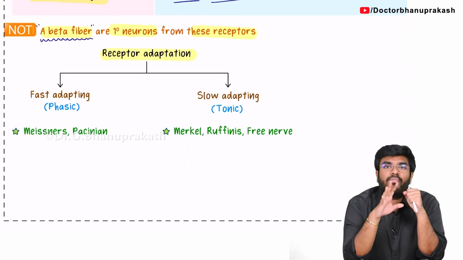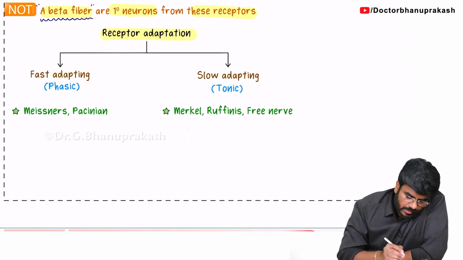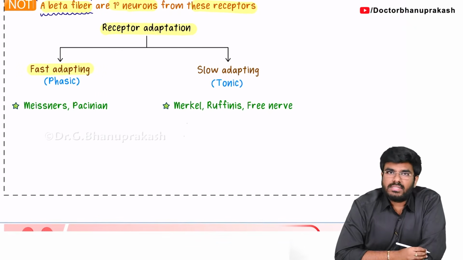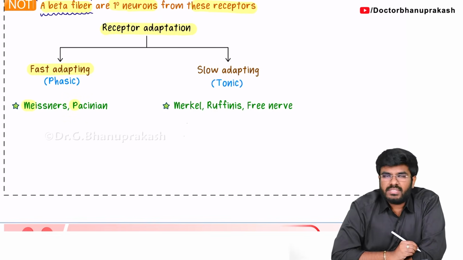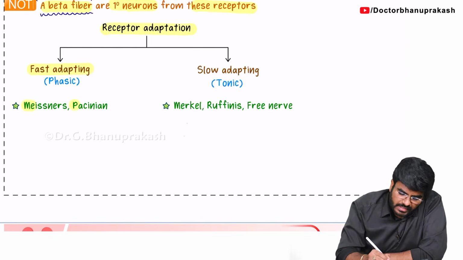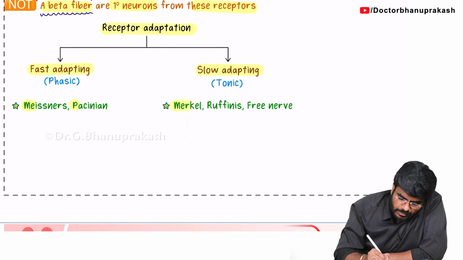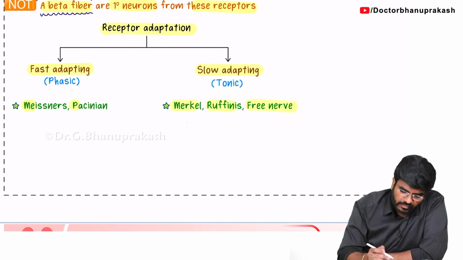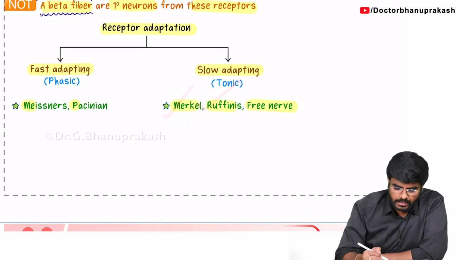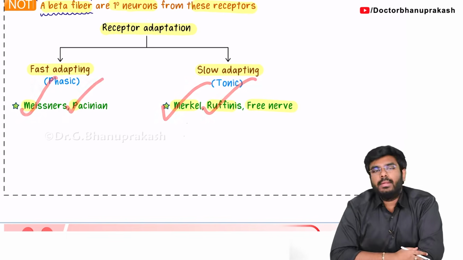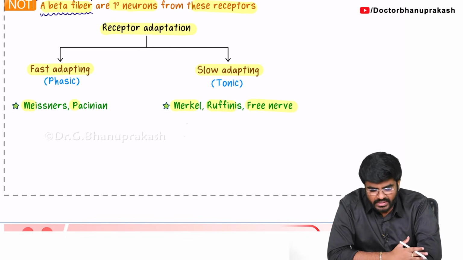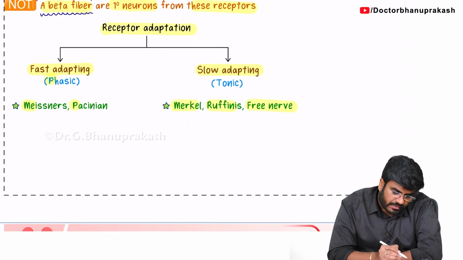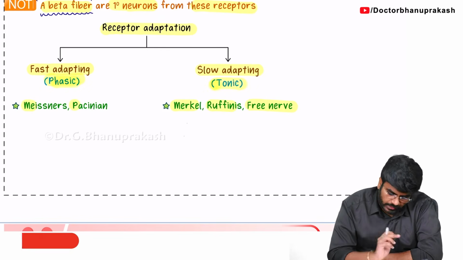Some touch receptors are fast adapting and some are slow adapting. So let's see the examples of fast adapting touch receptors. You can remember MP: Meissner and Pacinian are examples of the fast adapting receptors. And what are the examples of slow adapting receptors? Slow adapting receptors include Merkel's, Ruffini's and free nerve endings. But for now, just remember MR and MP. Meissner's and Pacinian are fast adapting, and Merkel's and Ruffini's are slow adapting. Fast adapting are also called phasic receptors. Slow adapting are also called tonic receptors.